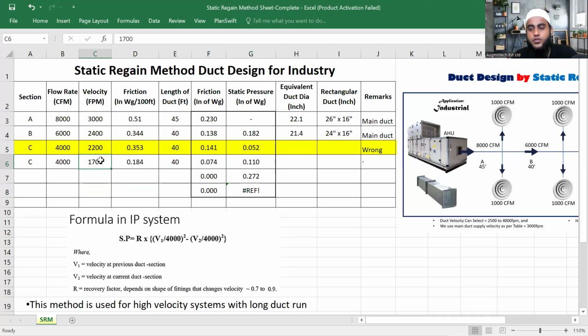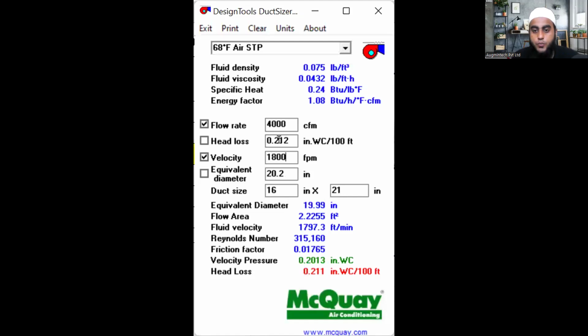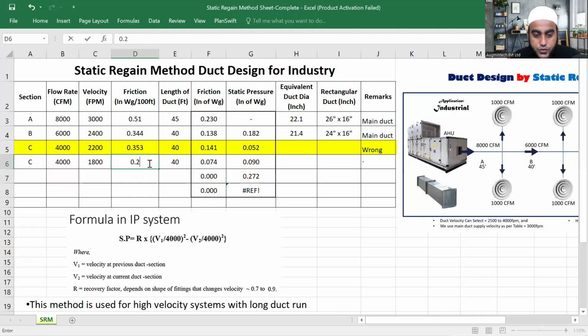But let's say I want to check for 1800 also, because for 1900 FPM, when we selected that velocity, we did not get the friction loss value less than static pressure. But if I go for 1800, for example, first in Mac Wit's Duct Sizer software you have to check 1800 FPM here, and friction loss is 0.212. Remember this value. Now I'm writing here 0.212.